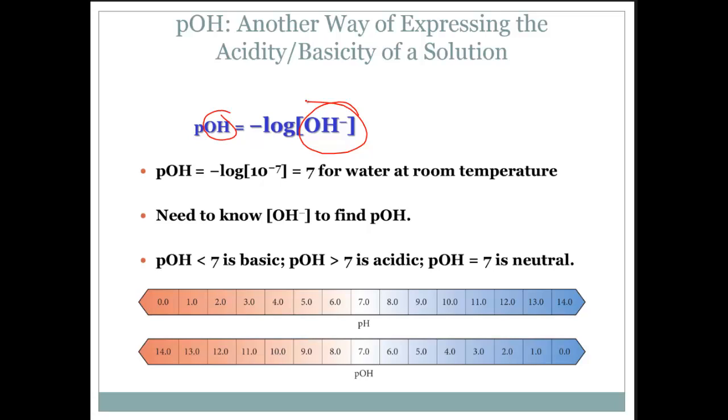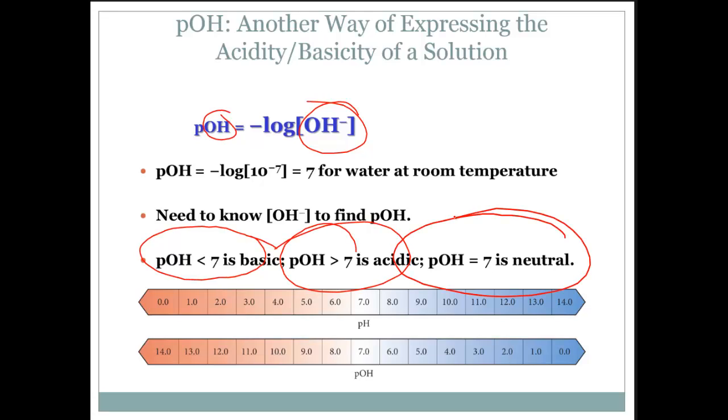You need to know the OH minus concentration to find the pOH, just like you need to know the H plus concentration to find the pH. A pOH of less than 7 is basic, greater than 7 is acidic, and a pOH of 7 is neutral. If you look here, pH is the top row, pOH is the bottom row. 0 for the pH is the same as 14. They're basically reverse of each other.